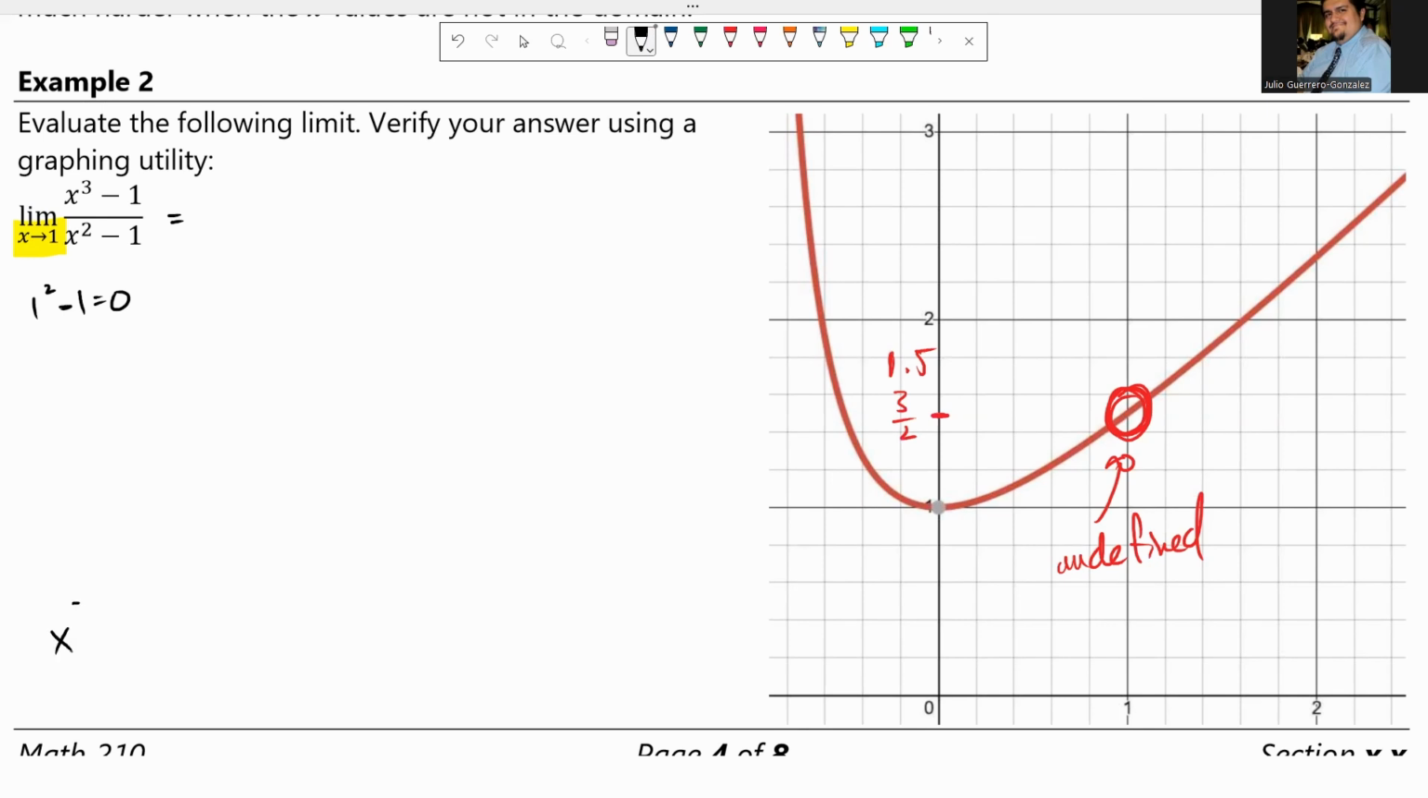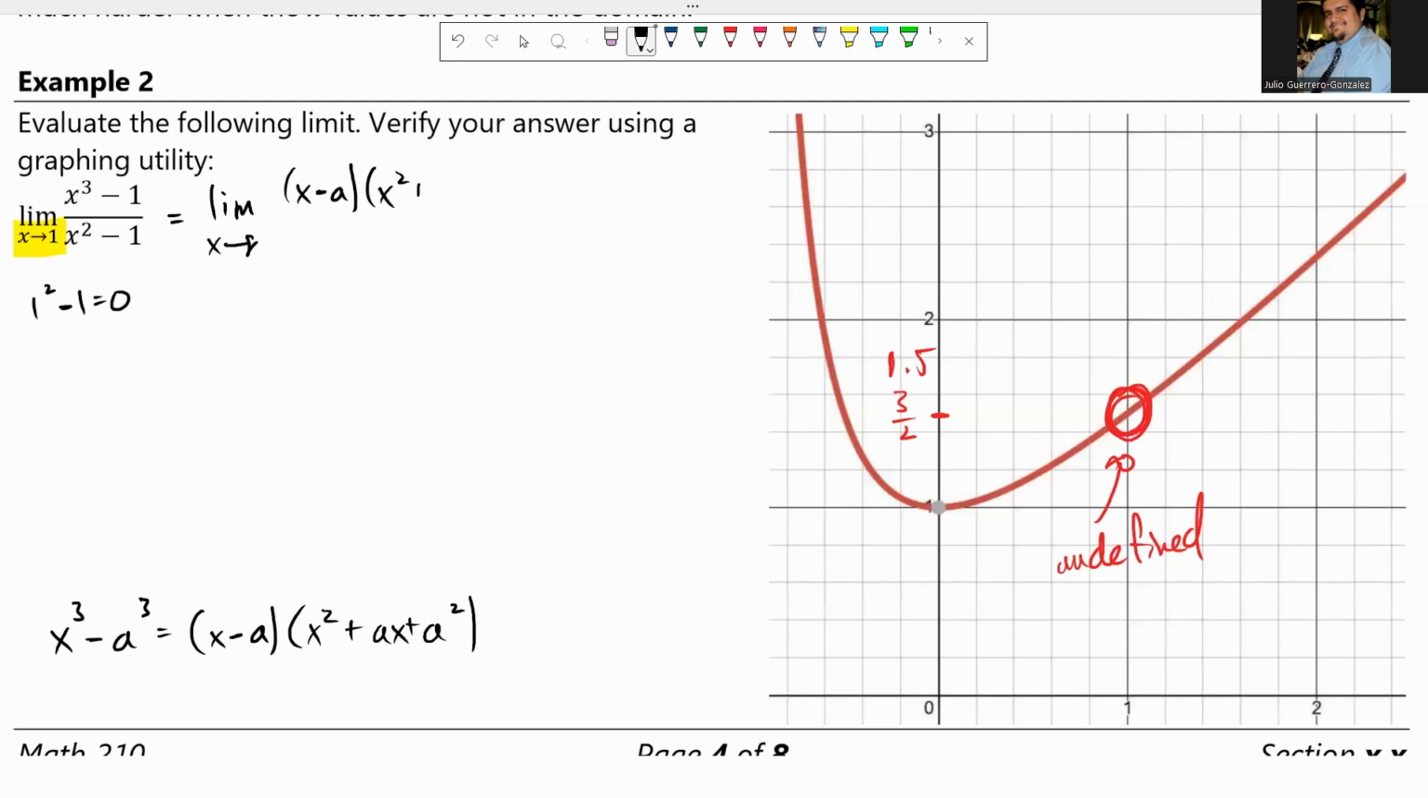If I have x cubed minus a cubed, that is equivalent to x minus a, times x squared plus ax plus a squared. Why did I show you this? I'm going to factor the top a little bit. This is one of those things that sometimes you need to pull out of your sleeve every once in a while.